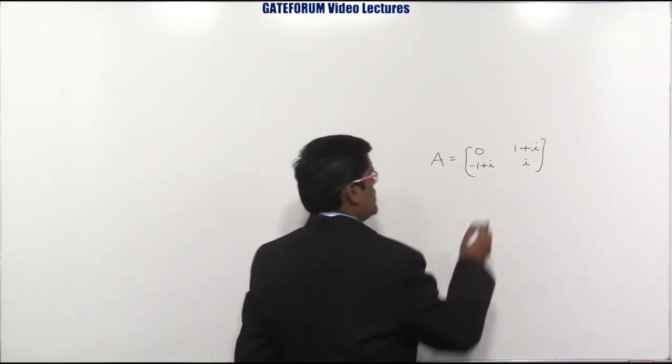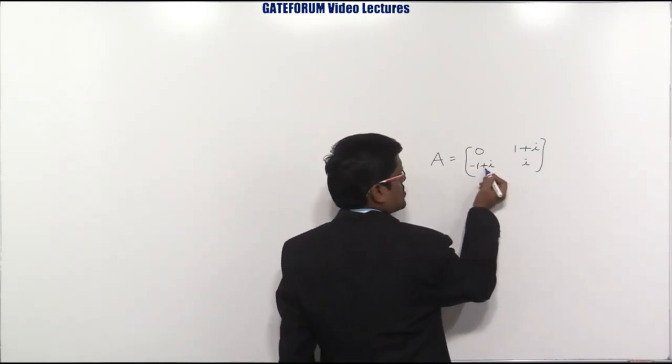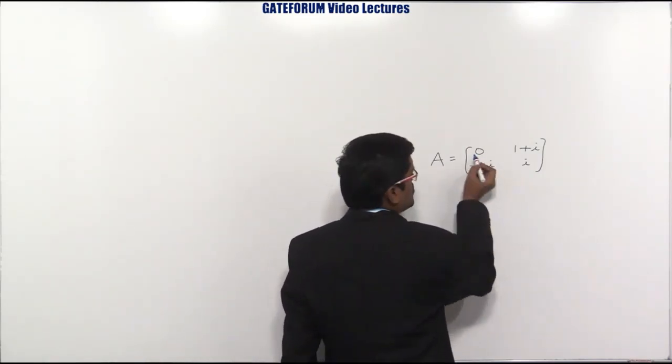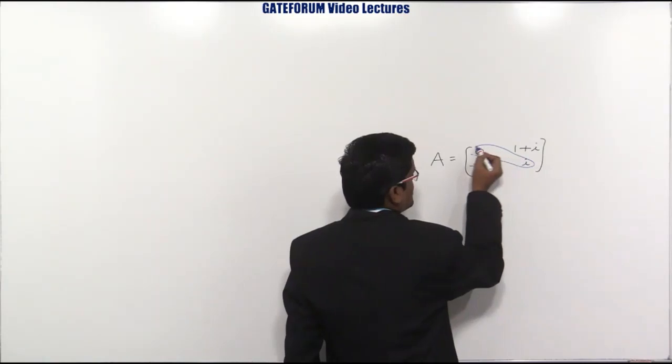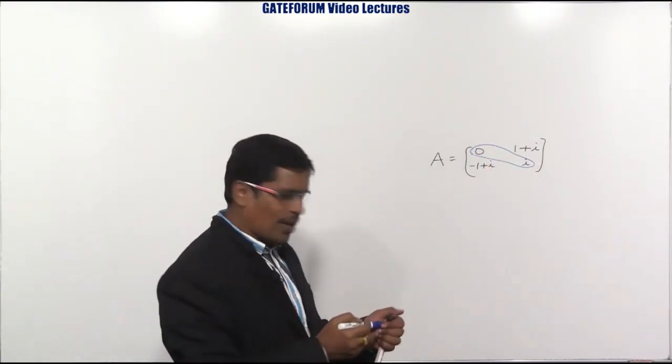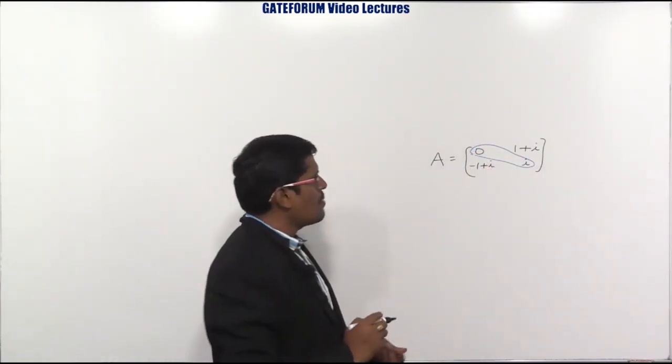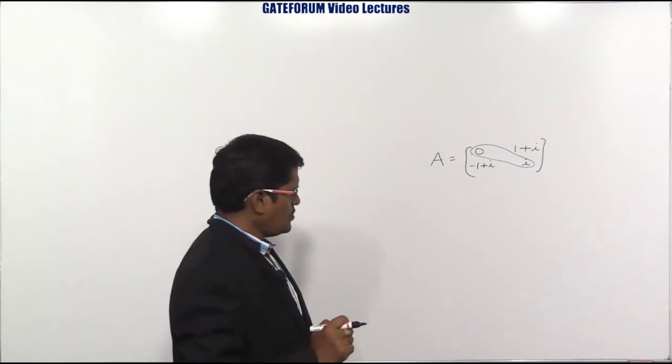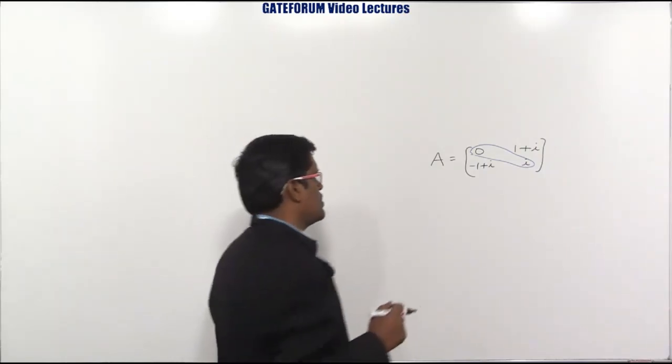Compared to yesterday, I considered this element as minus 1 plus i. So the diagonal elements are either 0 or purely imaginary. So this is the simple example of skew Hermitian.